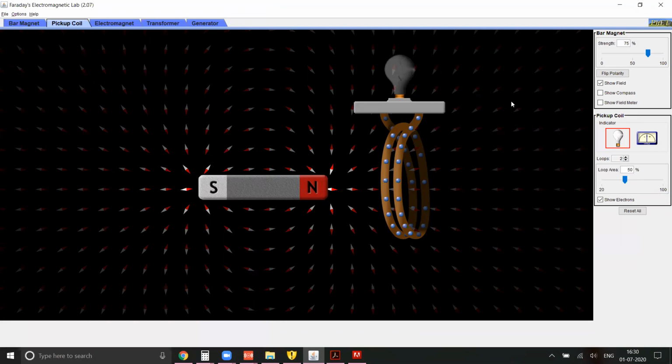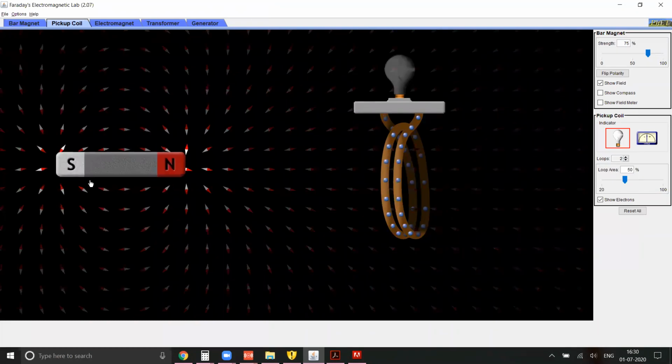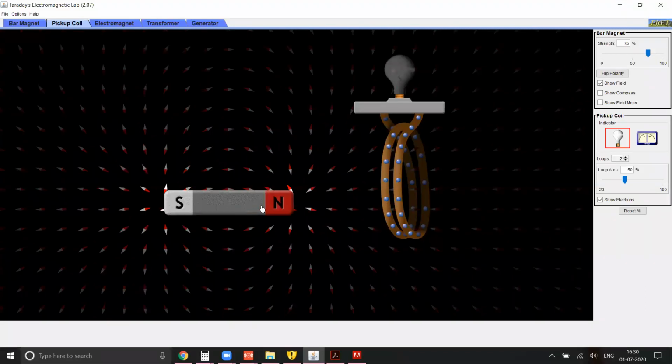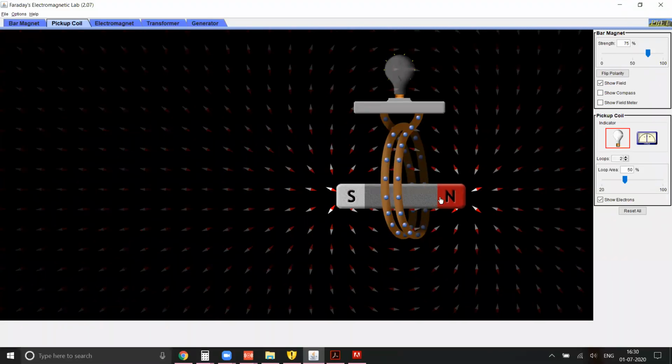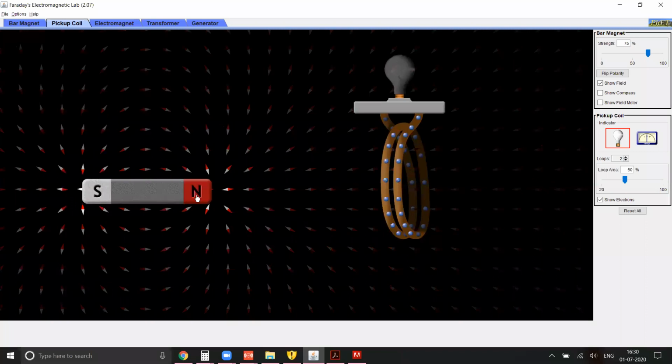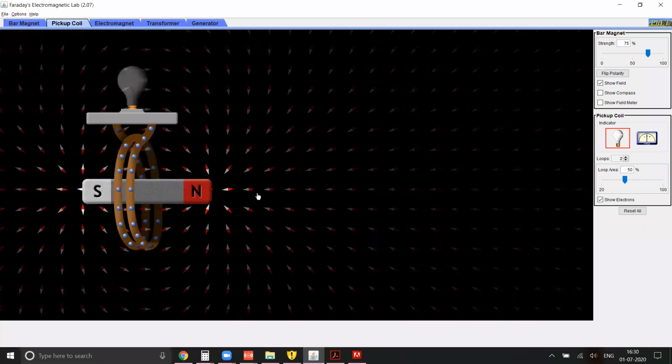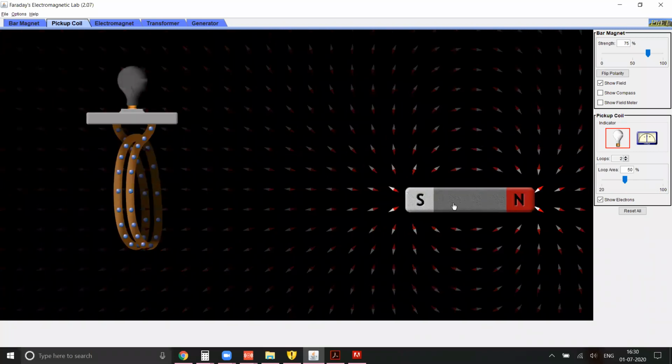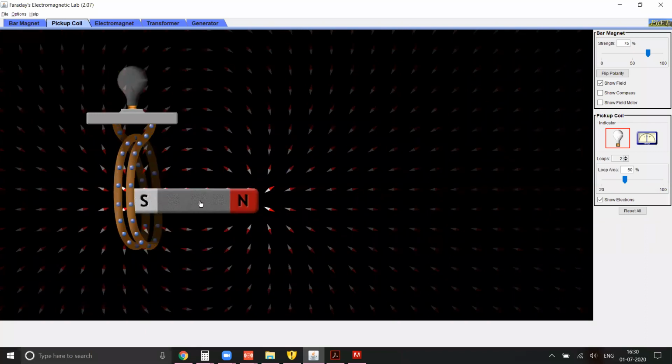Let's see. Try to understand. What is happening? Flux is increasing, right? Now I'm changing the reverse. Now observe the direction again. Moving downwards or upwards?